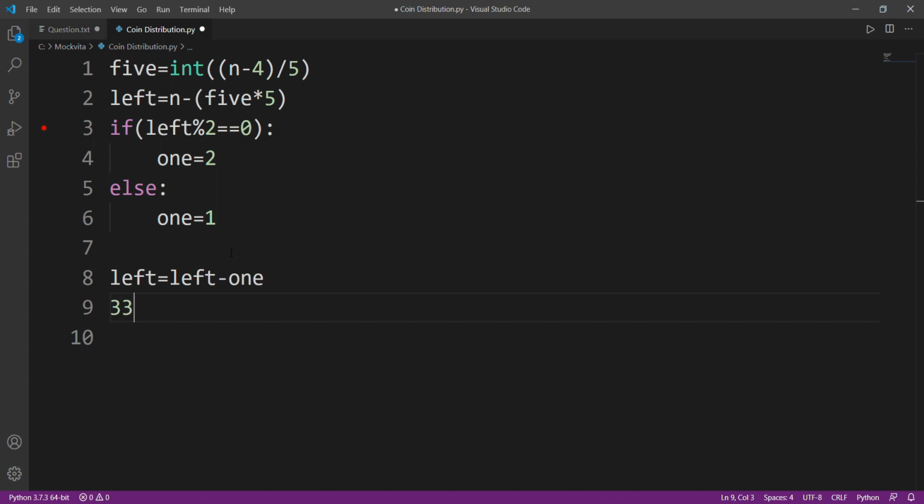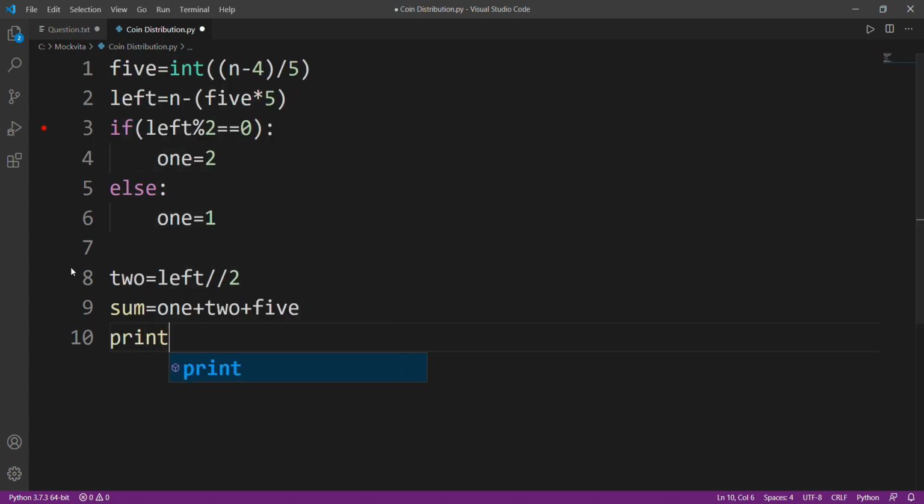Let's take an example for better understanding. 33 minus 25 will give me 8. After we have determined that 8 is an even number, we will subtract 2. After that we only have a value of 6. So the number of 2s should be equal to the left value floor divided by 2. And our sum will be equal to 1 plus 2 plus 5, which is basically how many coins we are using. And now we'll just print.